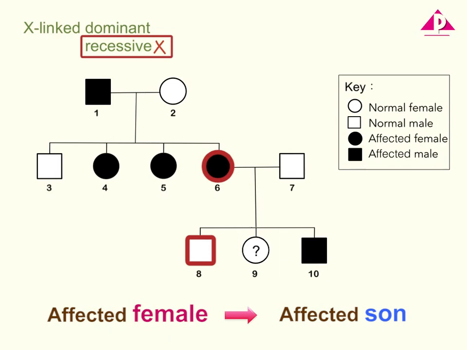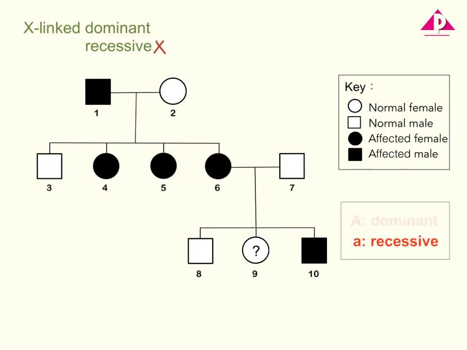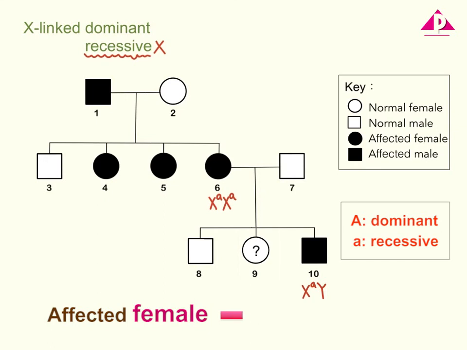But why can we tell the trait is not an X-linked recessive trait based on this trick? Let us look at this cross in detail. Capital letter A represents the dominant allele, and small letter a represents the recessive allele. If the trait is X-linked recessive, the genotype of individual 6 must be X^a X^a. Her sons must receive an X^a from her. Therefore, the only possible genotype of her son would be X^a Y, which is an affected male. This explains why an affected mother must have an affected son.